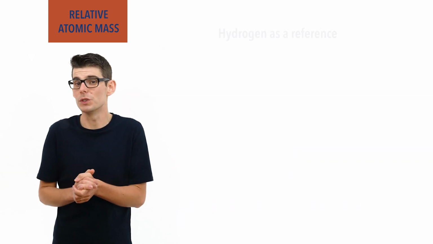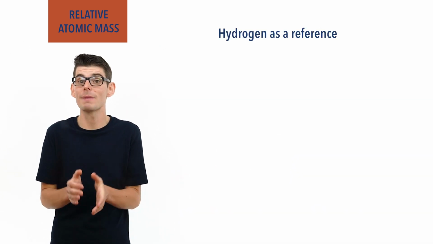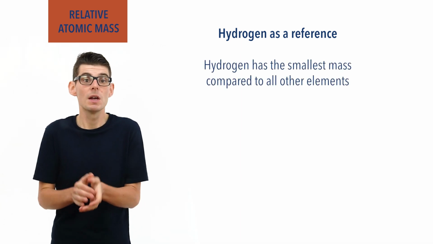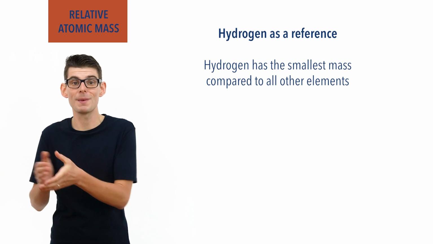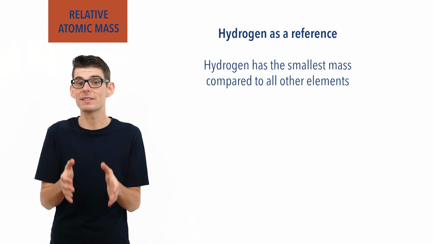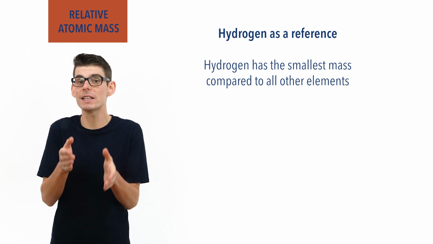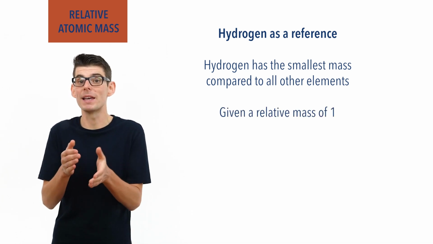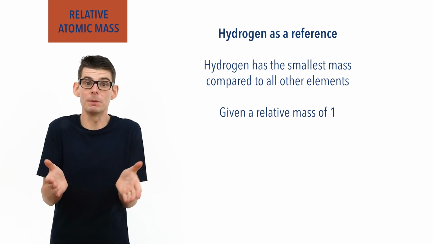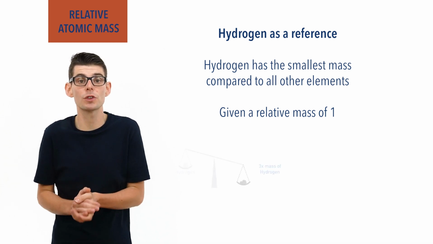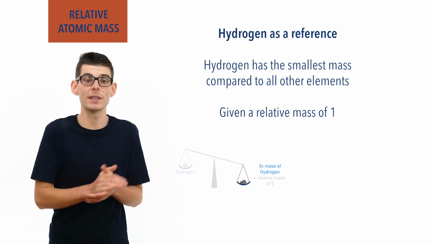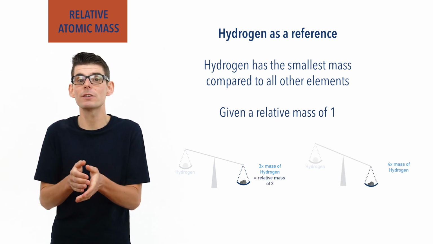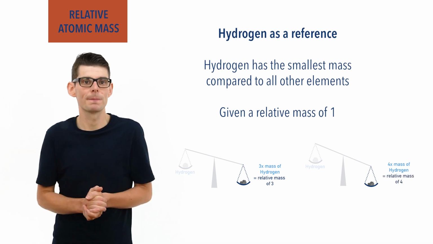Initially, hydrogen was used. Hydrogen has the lowest mass compared to all the other elements, meaning the masses of other elements must be multiples of hydrogen's mass. Because of this, it was assigned what's called a relative atomic mass of 1, and all other elements' masses were based on this. An element that has 3 times the mass of hydrogen would have a relative mass of 3. An element that has 4 times the mass of hydrogen would have a relative mass of 4, etc.